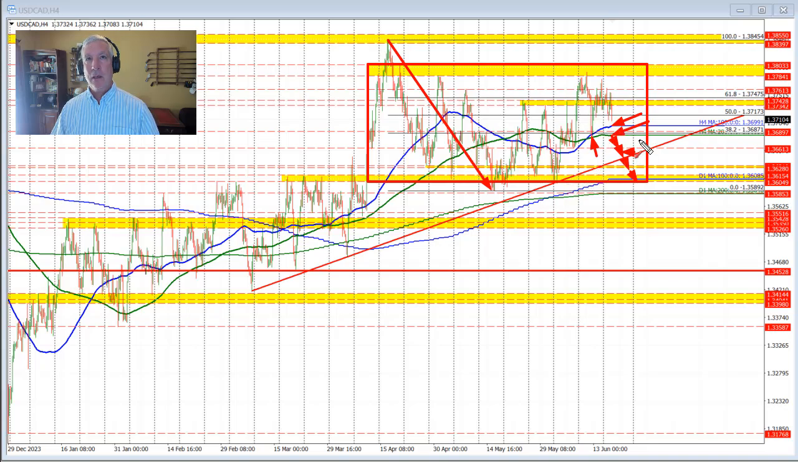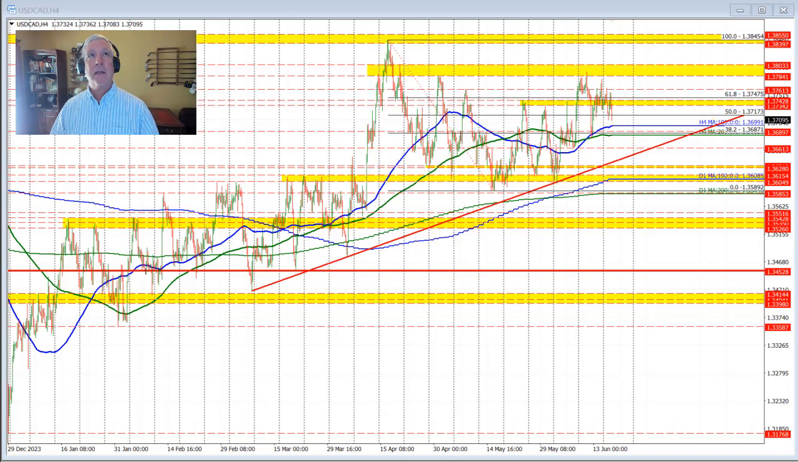Now, in trading here today, the price did move back below the 50% retracement of the same range since the April high and the May low. That level comes in at 1.37173. So there's a little bit of a tilt below that level. It gives the sellers a little bit more control.